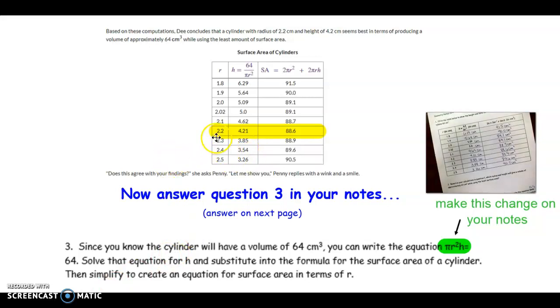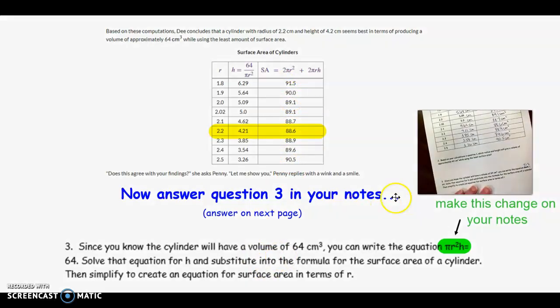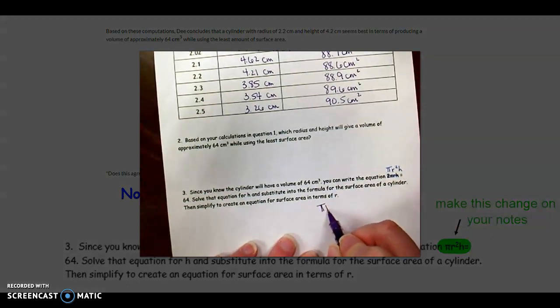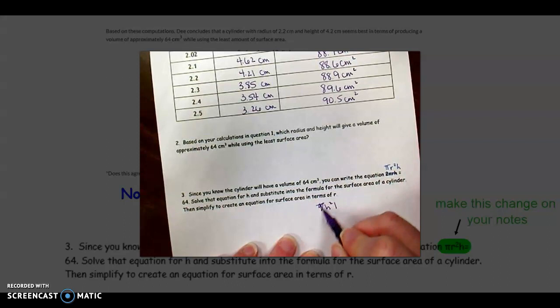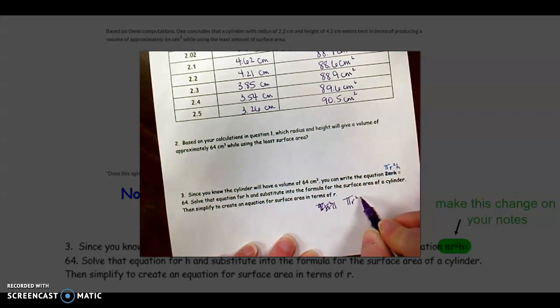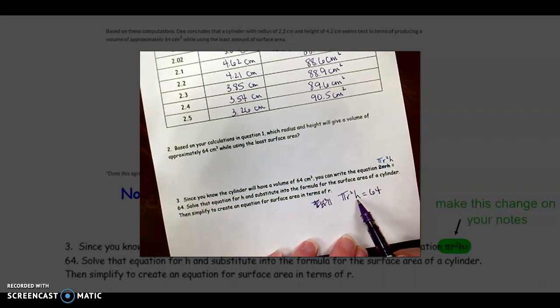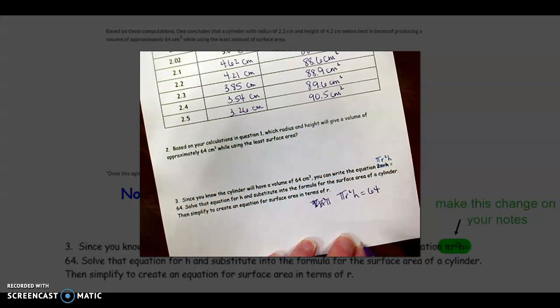Okay, so in our chart we found that the minimum surface area we found so far is a radius of 2.2 and a 4.21 height, and it gave us a surface area of 88.6, which was the smallest of any in our table. So on number 3, if you start off with the formula for volume, pi r squared h, and we want our volume to be 64, we can solve this for h by getting rid of the pi and r squared.